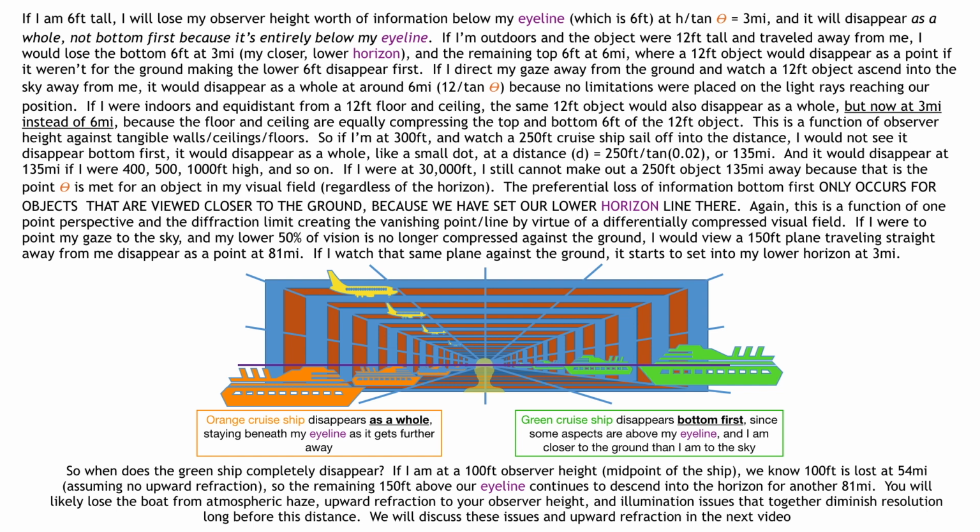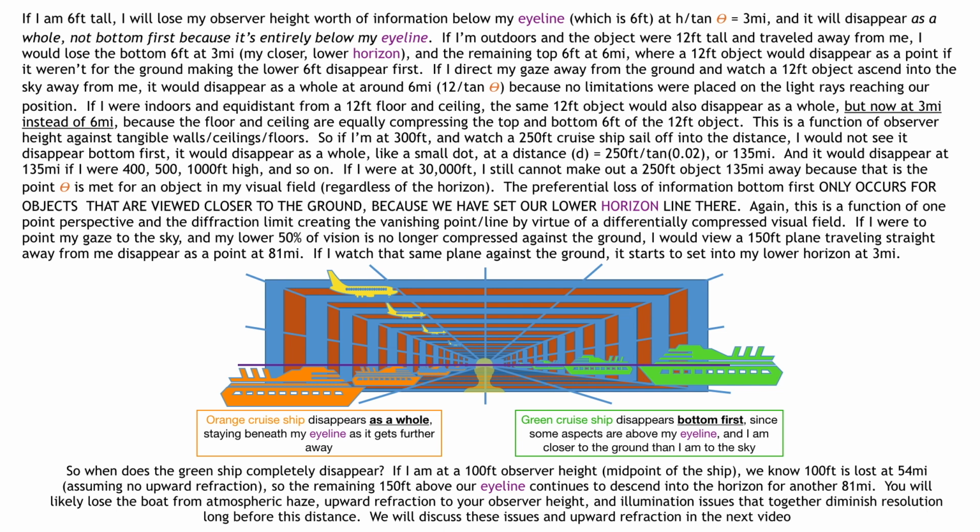But now let's lower our observer height. So now I'm no longer 250 feet high. Now I'm 125 feet high, and my eye line is now in the middle of the cruise ship. And I watch this same cruise ship sail away. Well, I've set my lower horizon in sooner than before. And so I am now going to have the bottom of the boat disappear first, and the top will remain visible for a longer time, and the boat will disappear bottom first. I have lowered my eye height, and I have brought my lower horizon in sooner.